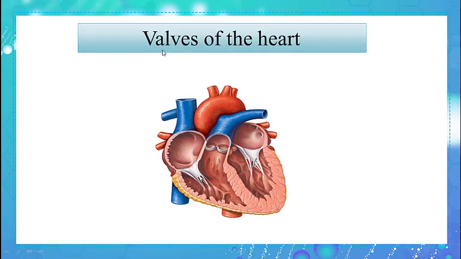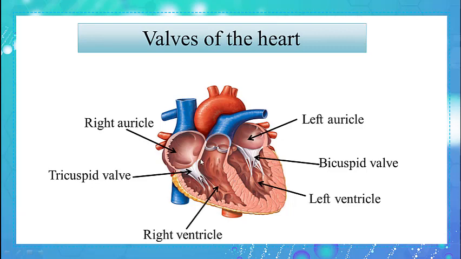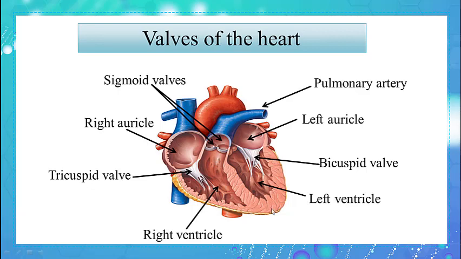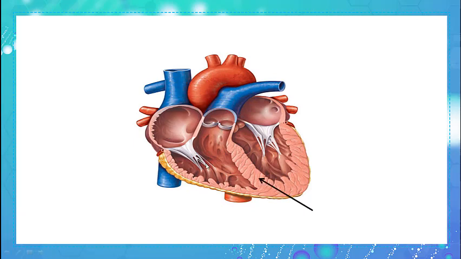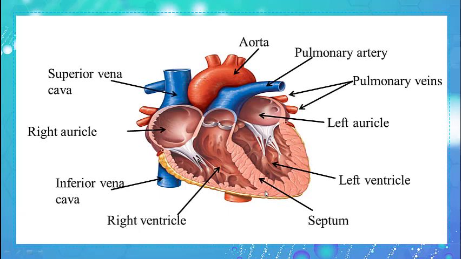In the heart, we have some structures called valves. We have the tricuspid valve that is located between the right auricle and right ventricle. We have the bicuspid valve that is located between the left auricle and left ventricle. Also here we have the sigmoid valves. They are located between the right ventricle and the pulmonary artery. And here you can see an overview about all the parts that constitute the heart. You can see the septum with the auricles, the ventricles, the arteries and the veins, and the valves.